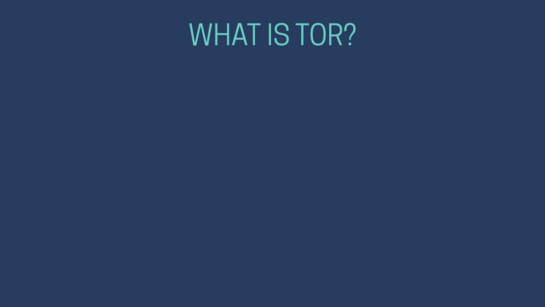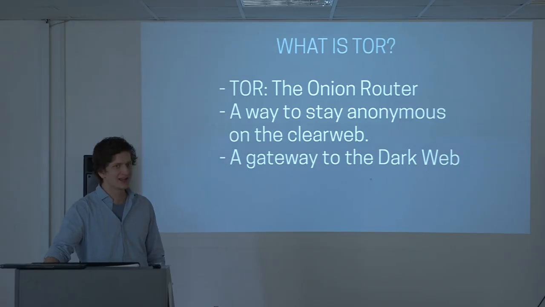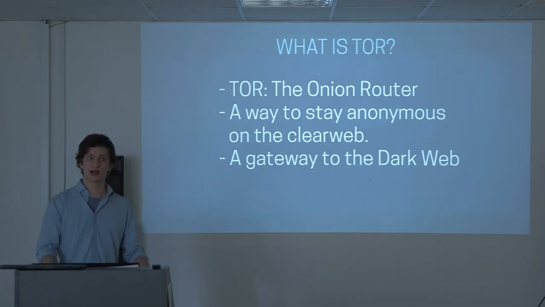So what is Tor? Tor stands for the Onion Routing Protocol. It's a way to stay anonymous on the clear web. Actually, 97% of the people that use Tor use it just to go on normal websites. And the most visited website on Tor is Facebook, just like on the normal internet. But it's also a gateway into the dark web. So with Tor, you can just go online and do anything you normally use your normal browser for, but stay anonymous. But there's like a premium function where you can access specific links, and these links are the dark web.